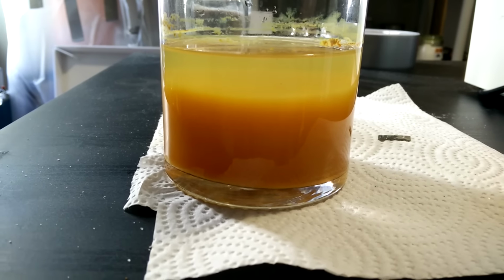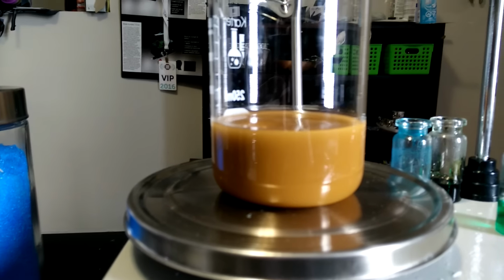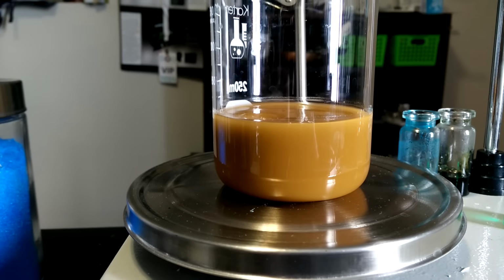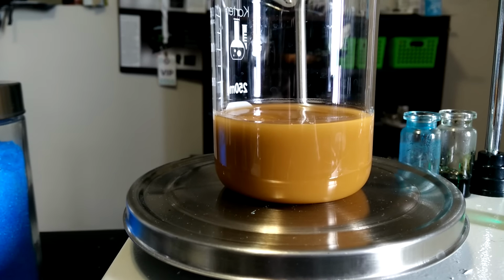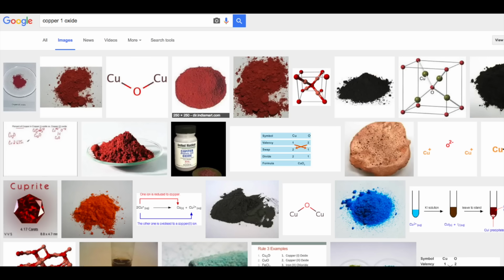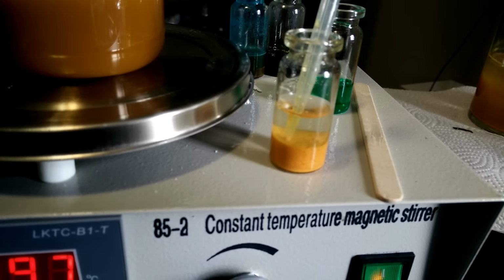In this case, because I didn't add enough hydroxide, there's some unreacted copper sulfate left in the solution, making the yellow look sort of brown. This threw me off, so I ended up using too much ascorbic acid. If you were to look up pictures of copper-1 oxide, you'd be greeted with dozens of pictures of bright red powders. Now, this is probably confusing because I just said to aim for a canary yellow solution.